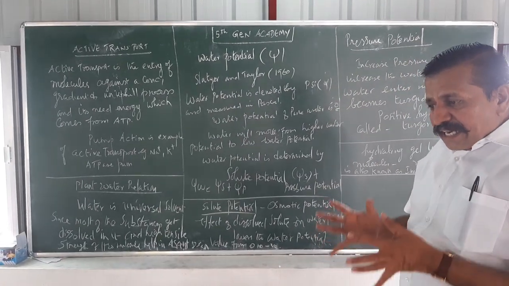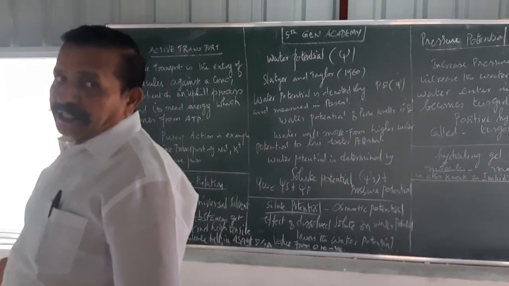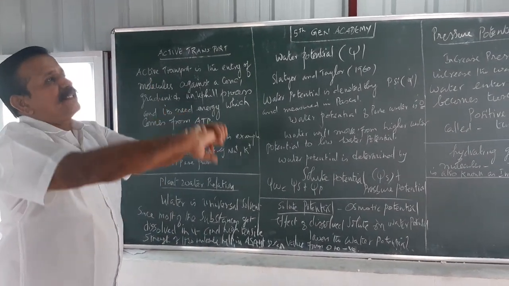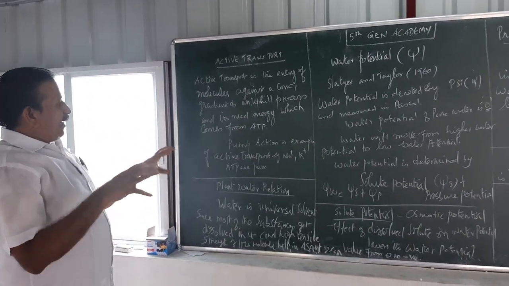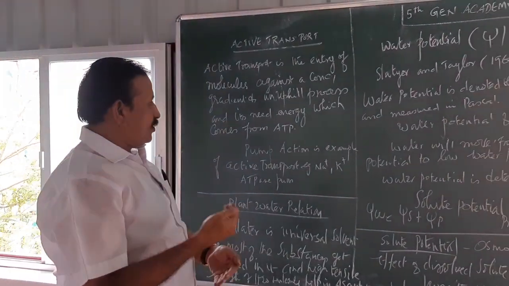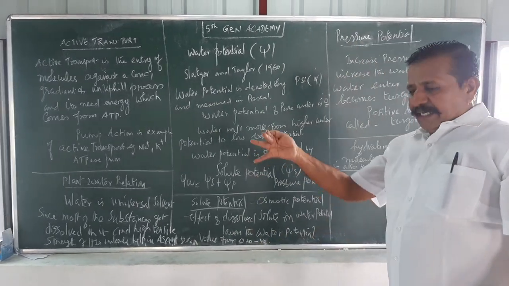And it needs energy. Where does it take the energy from? The energy is taken from what is already stored in all the cells, in the form of ATP. So active transport is the entry of molecules against a concentration gradient, an uphill process, and it needs energy which comes from ATP.